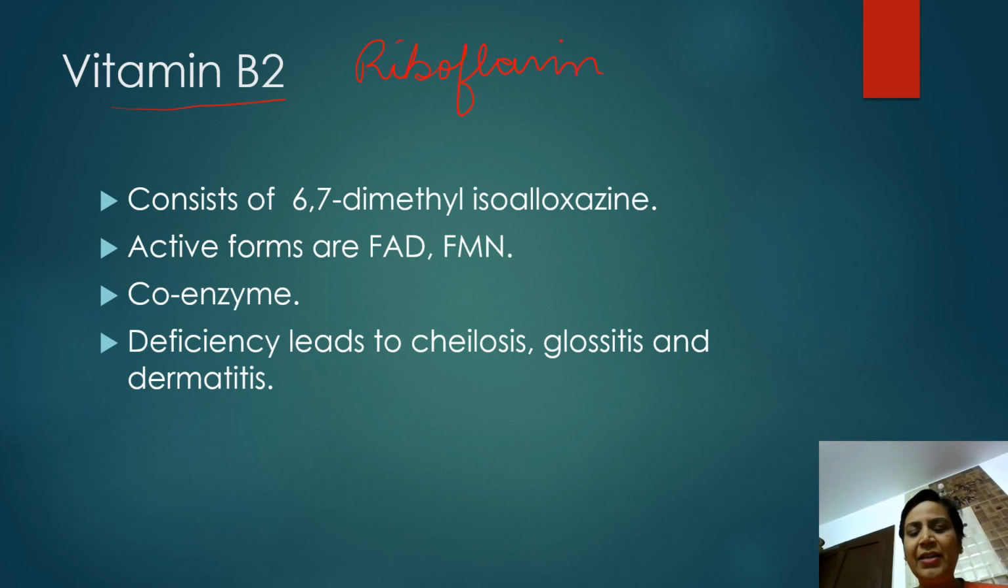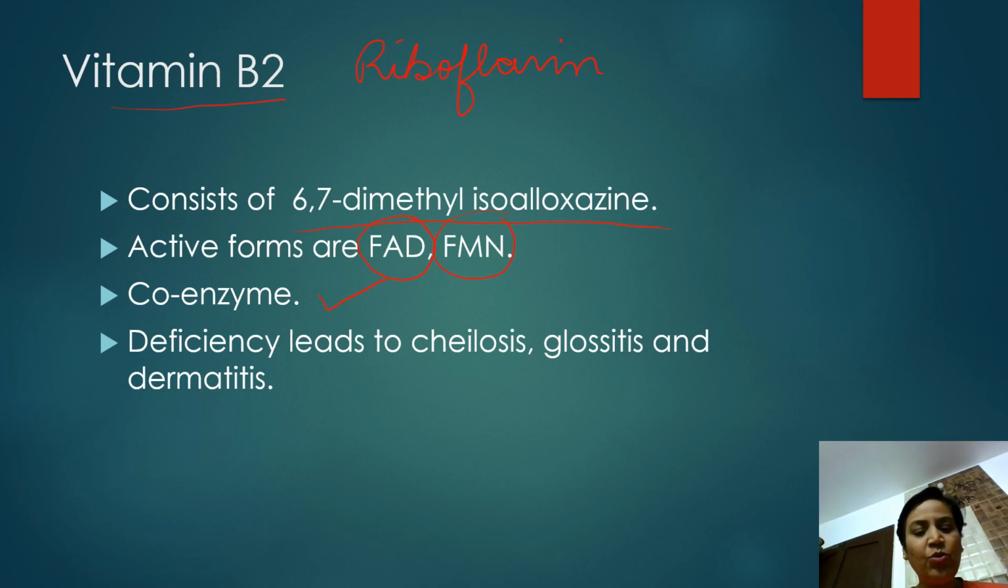If we look at the structure of this, it has a 6,7 dimethyl isoalloxazine ring in it. And the active forms of vitamin B2 are FAD and FMN. Because I told you, whenever you have to prepare for the exam, you should know the active forms, in what form they are acting in the body. And I told you also that all the different types of vitamin B complex function as coenzymes.